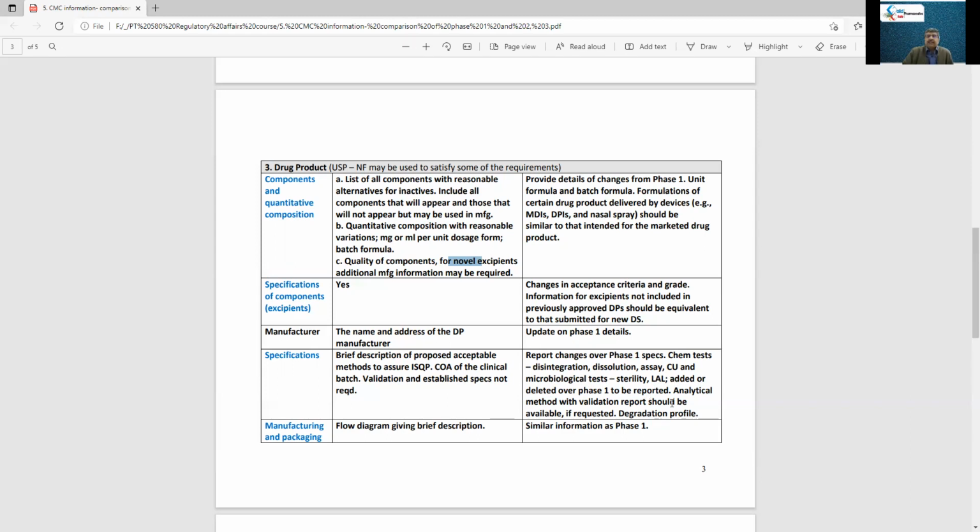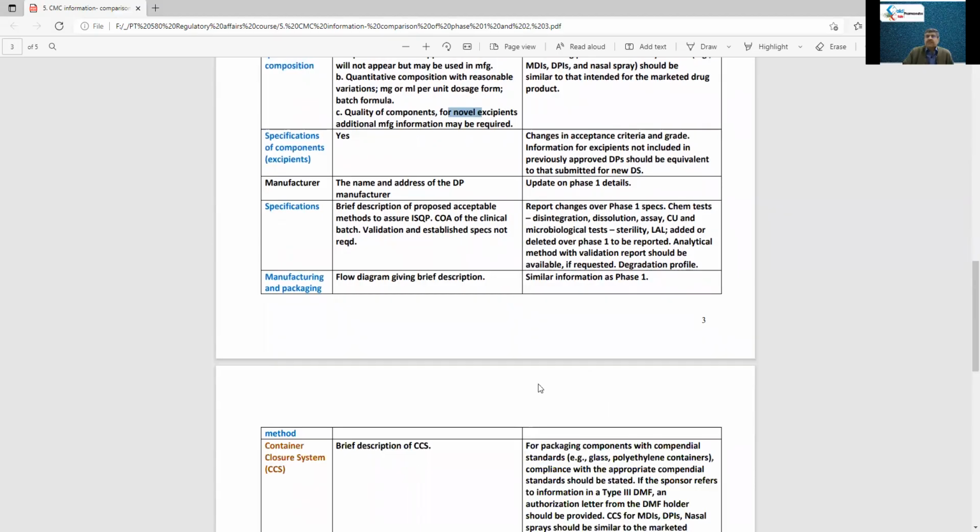Analytical method with validation report should be available if requested, and degradation profile should be provided. So here the requirements for the specifications become more elaborate in the CMC section of phase 2 and 3 INDs. Next one is the manufacturing and packaging related information.